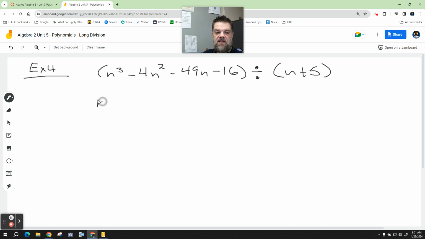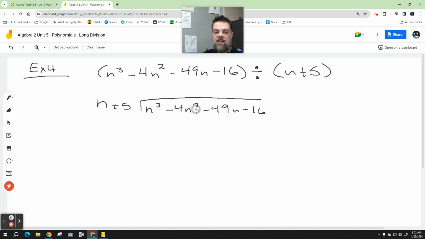So that means that I'm going to say n plus 5 is going to go into n cubed minus 4n squared minus 49n minus 16. So one of the things I want to point out is that this goes in descending order. Notice that there's a 3, a 2, and this is a 1, and believe it or not, this is like n to the 0. Sometimes they skip that stuff.